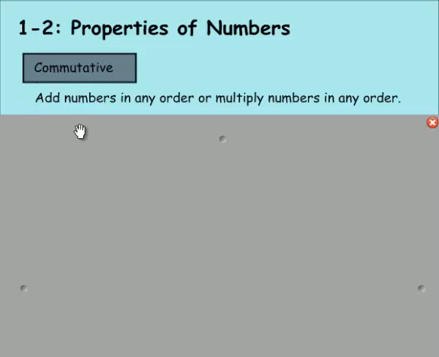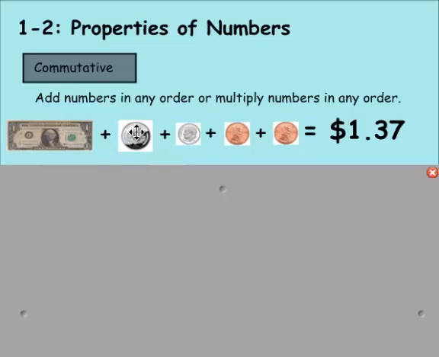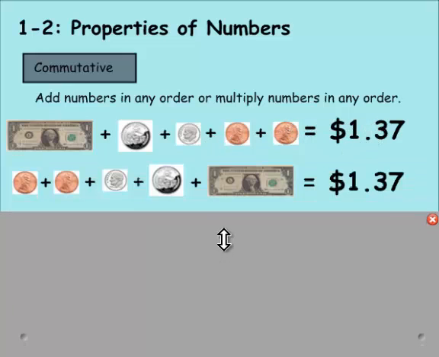In commutative, the idea behind this is that you could add numbers in any order in a math problem, and you could also multiply numbers in any order as well. And just to show you an example of this, if I were to have $1, a quarter, a dime, and 2 pennies, if I counted them in that order, added them up in that order, it would give me $1.37. I could count that like this too: 2 pennies plus a dime plus a quarter plus a dollar. Hey, I still have $1.37.